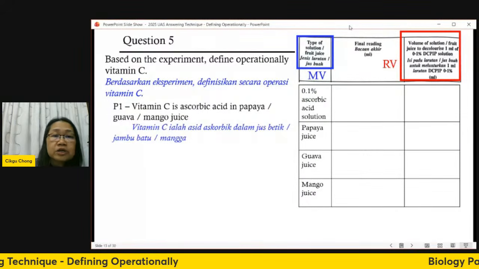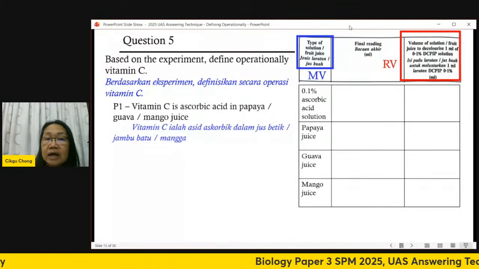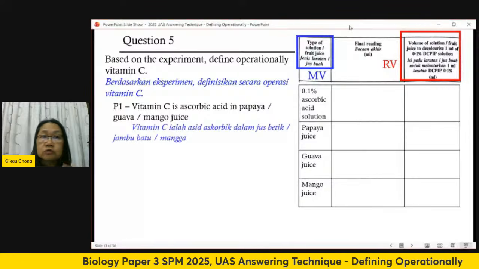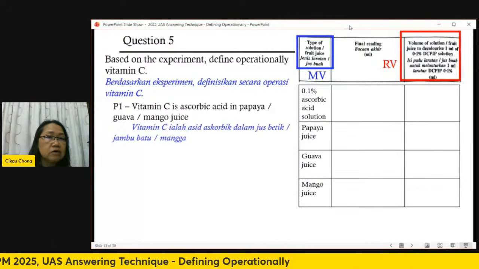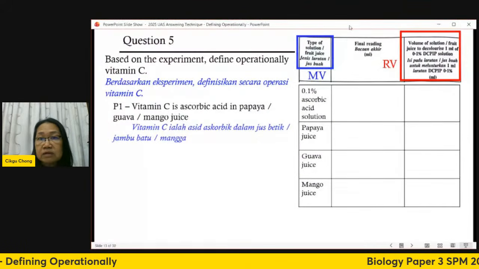The question here, we use what? Papaya juice, guava juice, mango juice. So you write all these. Okay, what did you use? Like for example, just now the balsam plant. You must write the word balsam plant inside there. When you are given all these 3 juices, you have to write all 3 inside.